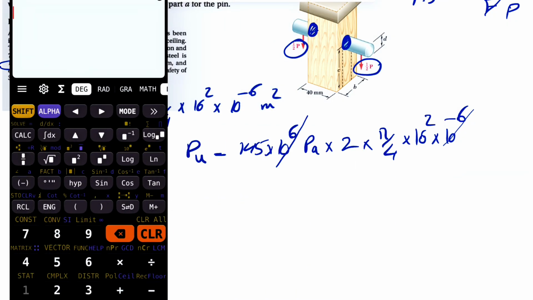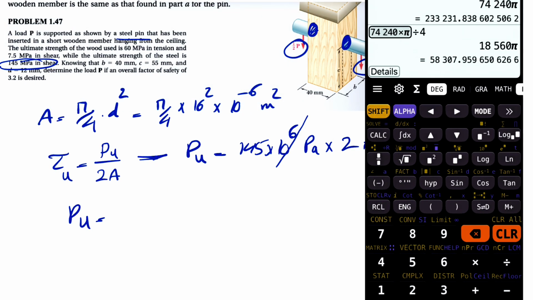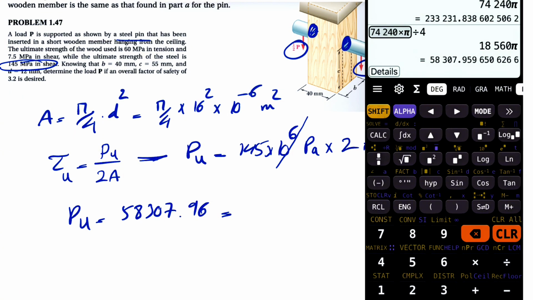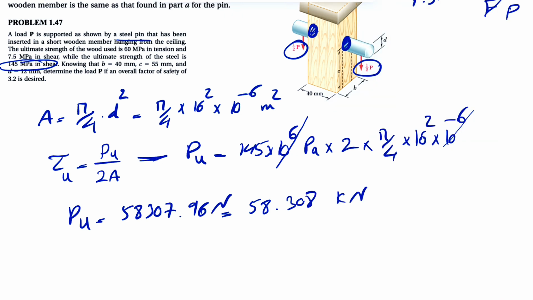Let's calculate that. So we have 145 times 2 times pi times 16 squared, or 256, and we're going to divide that by 4. The force that we're going to get is 58,307.96, or if we want to report it in kilonewton, it would be basically 58.308 kilonewton. So this was in Newton, that would be in kilonewton.